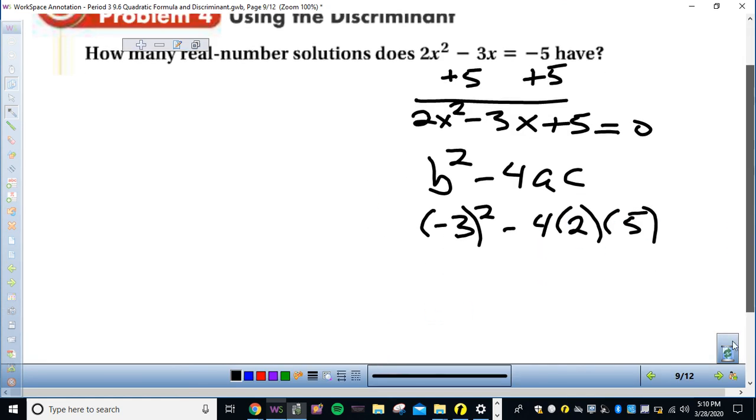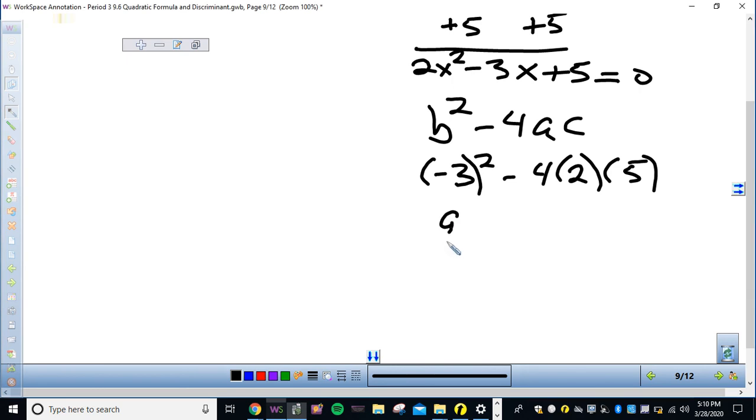Move down a little bit. So we get 9. I'm just going to show some of the math as well. So 2 times 5 is 10, times 4 is 40. So 9 minus 40, negative 31. Again, if we have a negative under the square root, that's what the discriminant tells us. Negative under the square root, we have no soul. Alright, so positive number, 2 solutions. Negative number, no solutions. If you get 0, when you do the discriminant here, you just get the 1 solution.